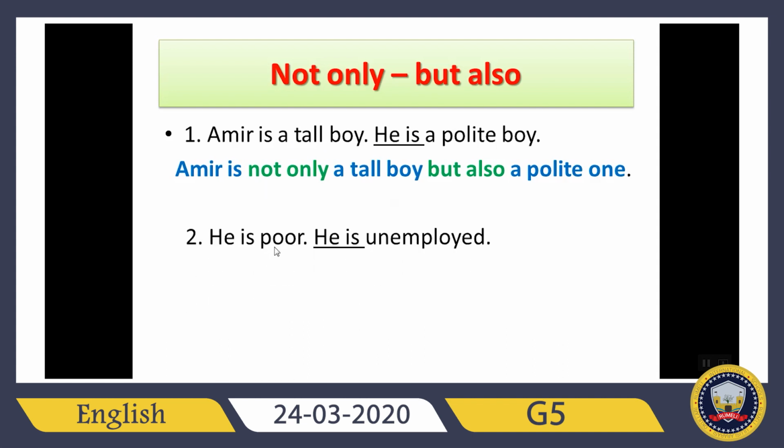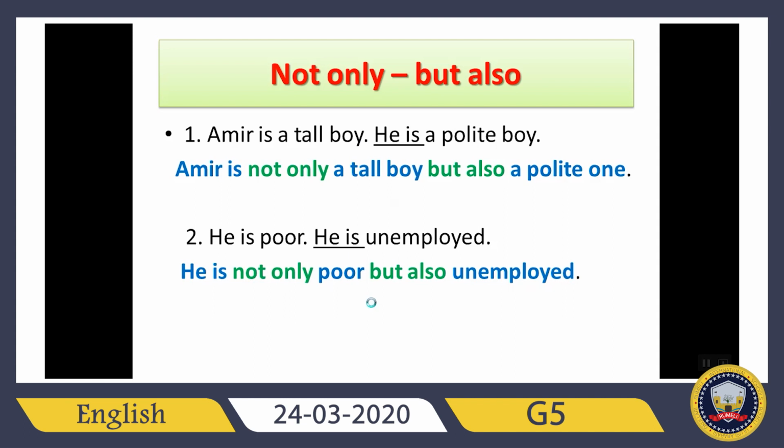Now we try to do this. Quickly try to answer this question. Use not only but also. Okay, here: he is poor, he is unemployed. How do we do it? Like this. He, the same subject, he. The objects are different, so we omit all the words between them. We put not only before the first object and but also before the second object.